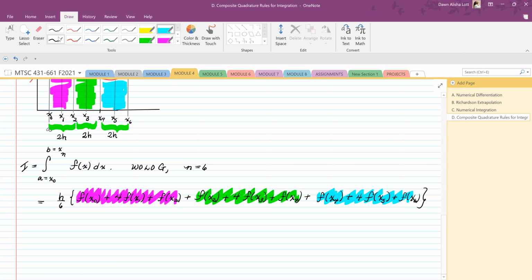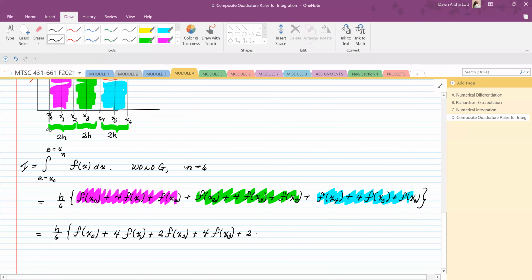So as you can see, just doing the composite Simpson's rule for n equals 6, I end up with h over 6 times f at x naught plus 4 times f of x1 plus 2 times f of x2 plus 4 times f at x3 plus 2 times f at x4 plus 4 times f at x5 plus 1 times f of x6. Okay. So that is what I get.